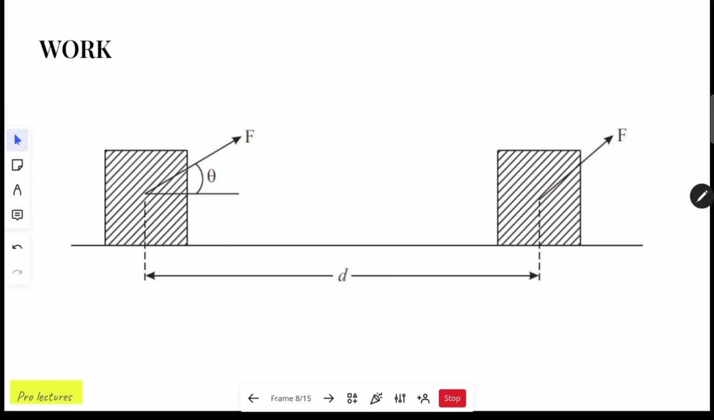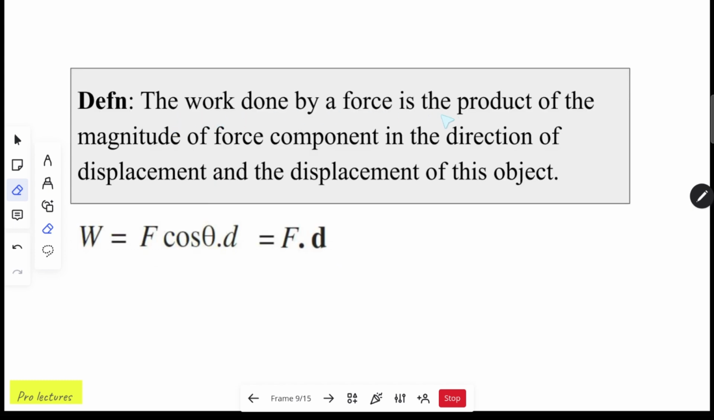Okay, so what is work? In everyday life, we say work can be studying, groceries, exercising. Okay, these are work. But in physics, what is work? We are speaking about work done when a force causes displacement. Let me explain that. Let us suppose there's an object here, a constant force is applied. It moves along the horizontal distance d to here. The work done by a force is the product of the magnitude of the force component in the direction of displacement and the displacement of this object. So this is the definition.